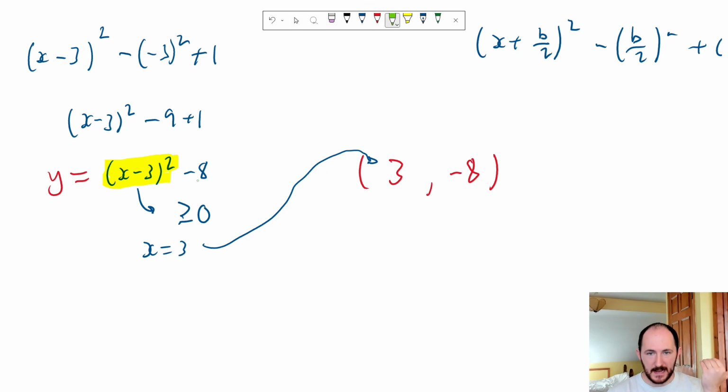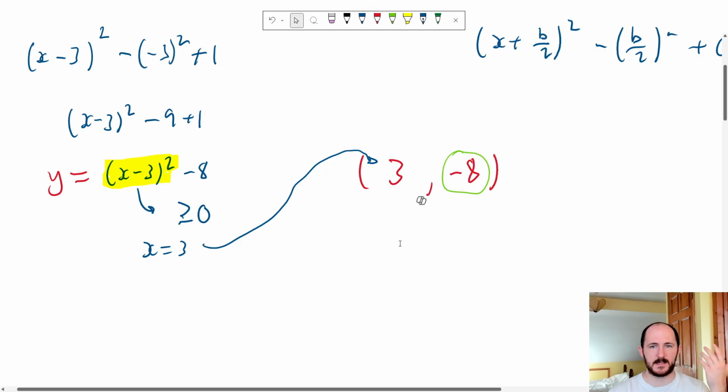Now, if x equals 3, what does the y value equal? Well, let's sub it in. 3 minus 3 is 0. 0 squared is 0. Minus 8 is -8. That's how you find the turning point as well, and that's the explanation behind it.